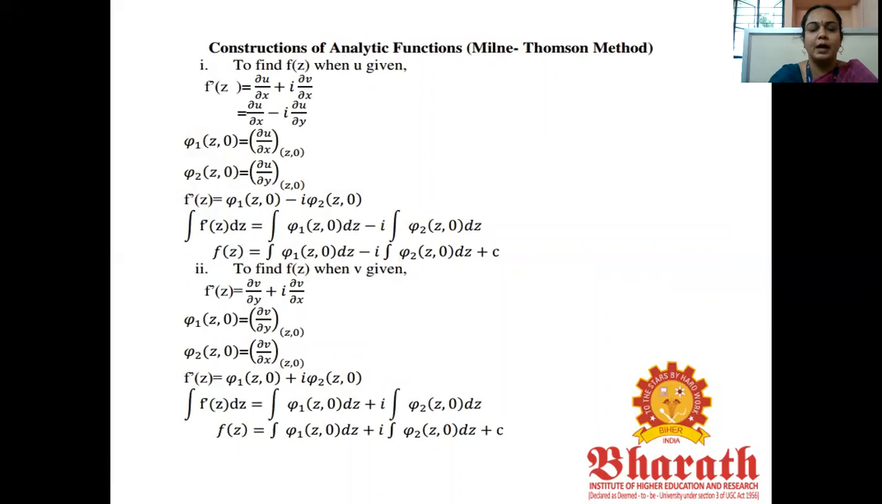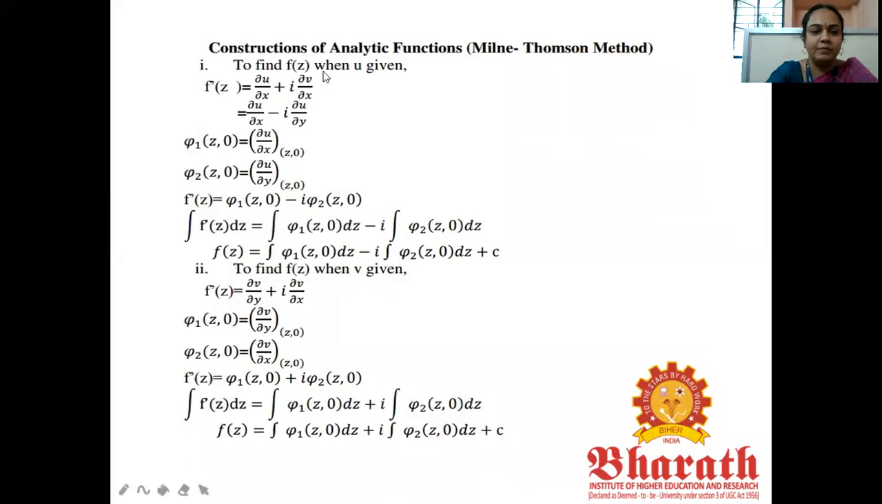Next, construction of the analytic function. We construct the analytic function by the Milne-Thomson method. In the first case, in f of z, u is given, that means the real part is given. Using the real part only, we have to construct f of z, without knowing the value of the imaginary part. Similarly, in the second case, the imaginary part v is given, so without knowing the value of u, we can construct f of z.